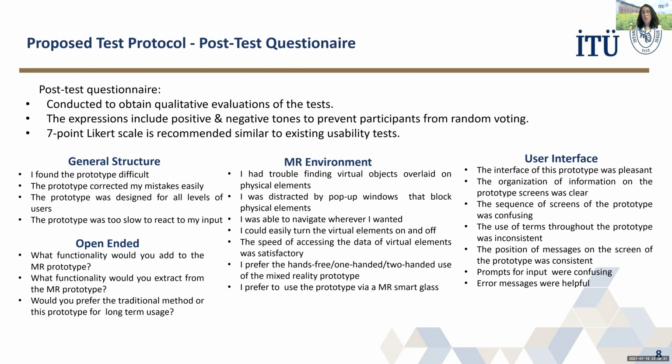The last step is the post-test questionnaire. This questionnaire is conducted to obtain qualitative evaluations of the tests, and there are some statements that are provided to the users, and there are some positive and negative tones to prevent participants from random voting. And a 7-point Likert scale is recommended, similar to existing usability tests.